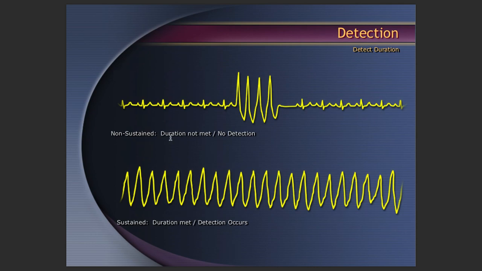However, if there is a non-sustained VT, where a patient has had only 4 beats, it is not going to detect the VT unless it meets the duration criteria, that is, unless it is sustained. What is the definition of sustained VT? Sustained is more than how many seconds?